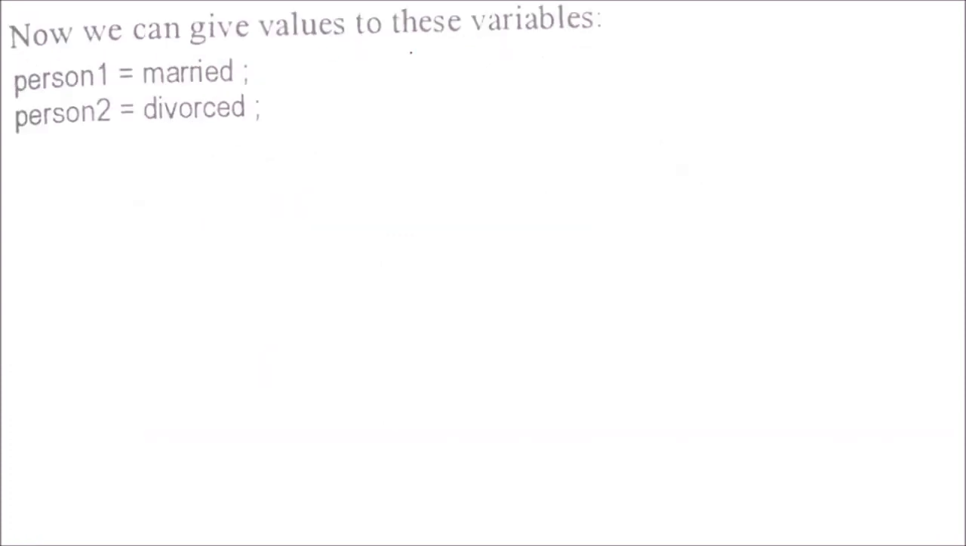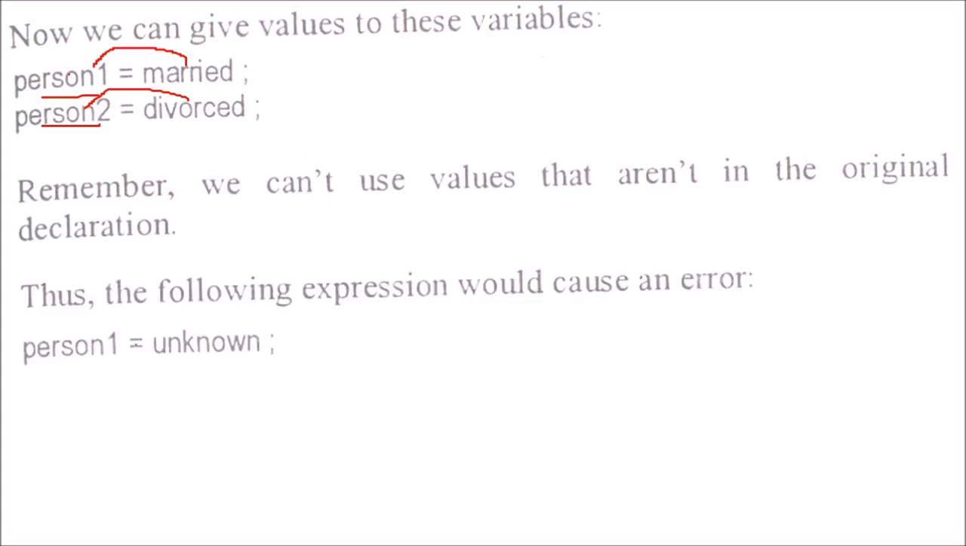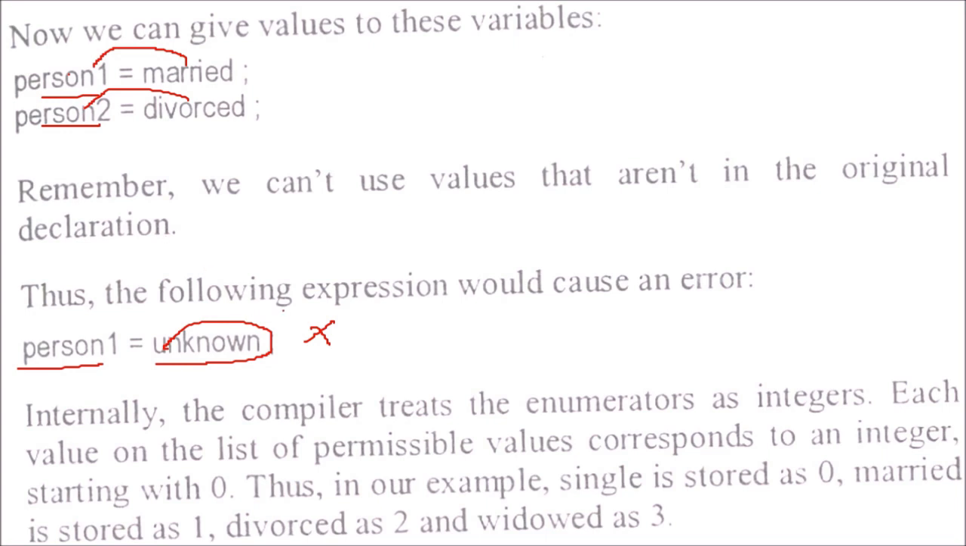Now we can give values to these variables, like person1 was the variable. Now you can assign married to person1, divorced to person2. Please understand, we can't use values that are not described in the original declaration. That is, if you just want to assign person1 with some unknown value, this is not going to work. It has to be there in the initial declaration.